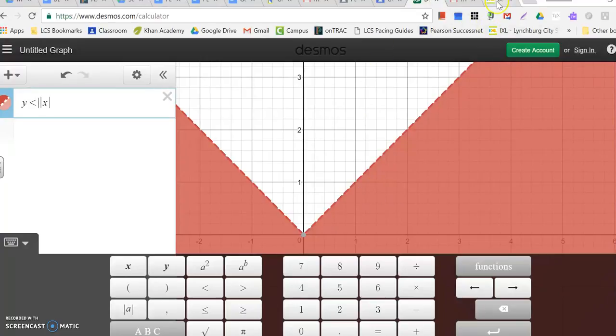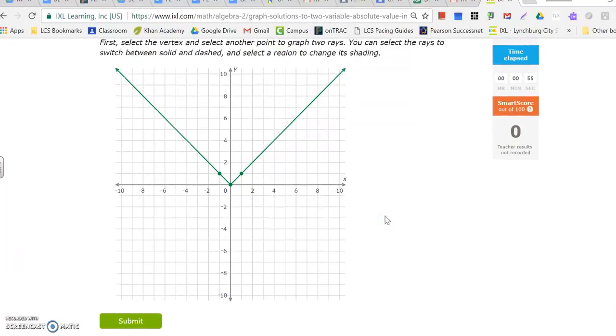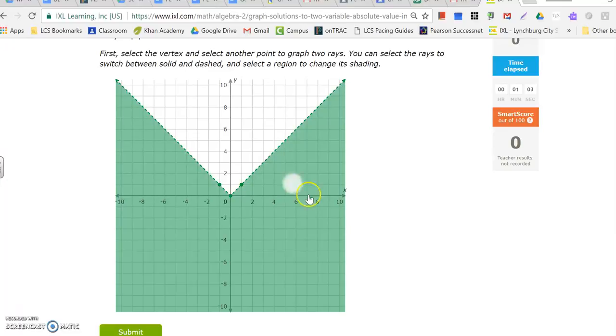And when I come back to IXL, all I've got to do is just set this thing up. It's going to have me select the vertex, put another point on there. And remember, if you need to, you can use your graphing calculator and go look at the table to get an idea of specific points that ought to be on your graph. And then you're going to shade below.